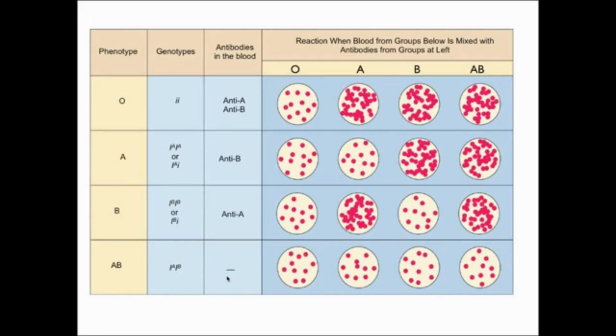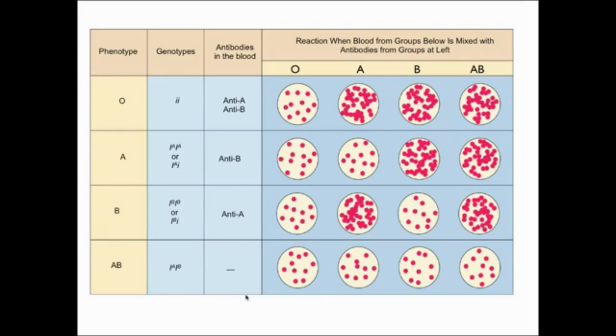The AB person doesn't have any antibodies for A or B in the blood because they've got it all. You can give an AB person O blood. You can give an AB person A blood. They've already got A. You can give an AB person B blood because they've got B. And of course, you can give an AB person AB blood. It's their blood type.